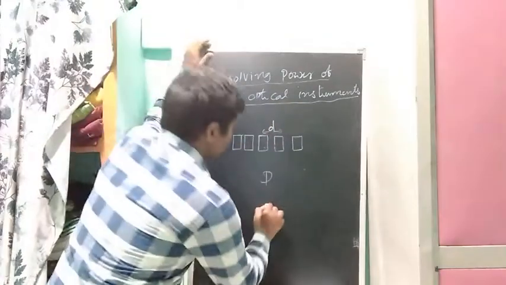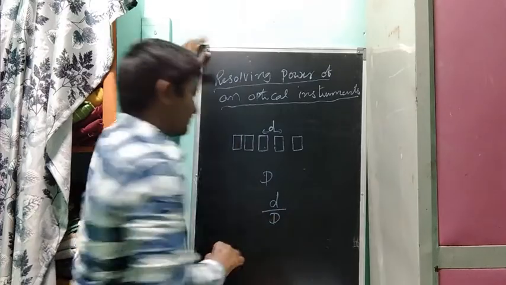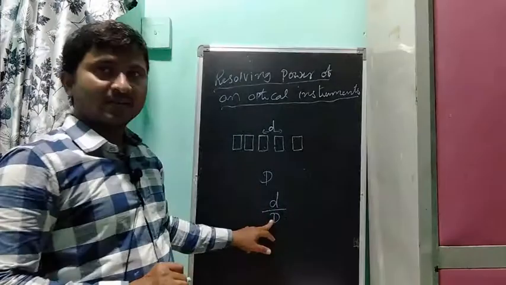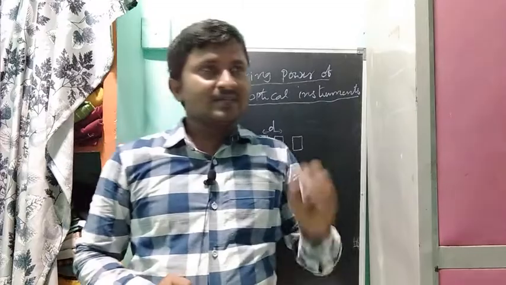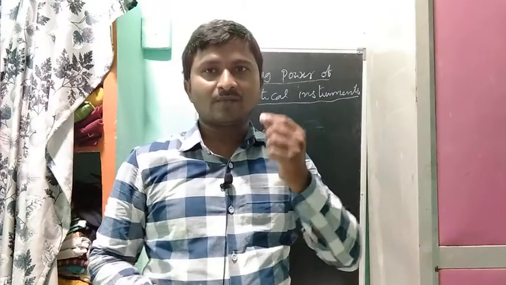Then if we calculate small d by capital D, that gives the resolving power of our eye.